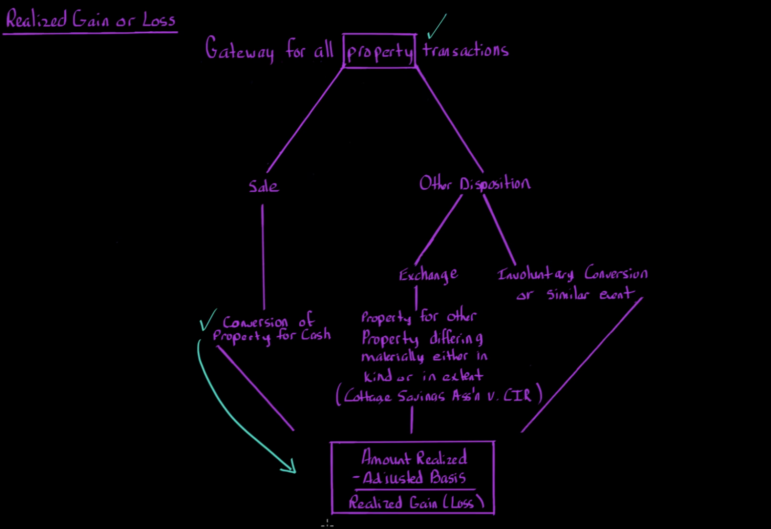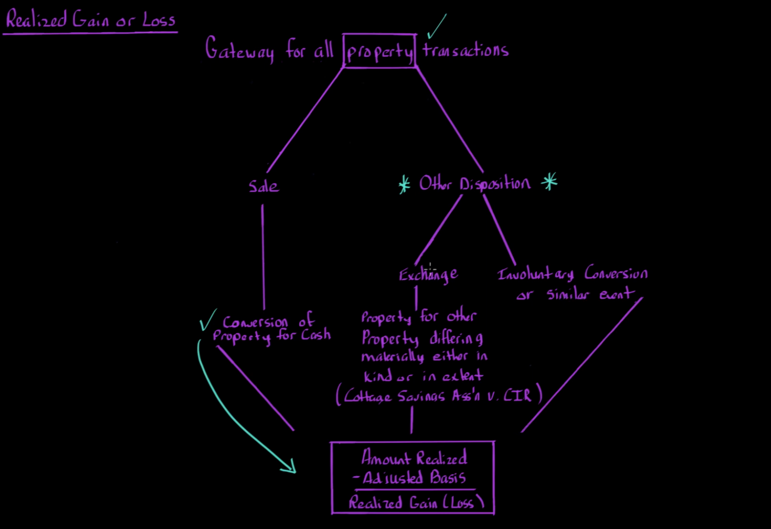Now let's go back and focus on other disposition. If you have property and you have a sale, you can get to the realized gain or loss calculation. But if you don't have a sale, then consider whether it's an other disposition. Other disposition is a lot more interesting because there is a lot more going on here. Other disposition includes exchanges and involuntary conversions or other similar events.